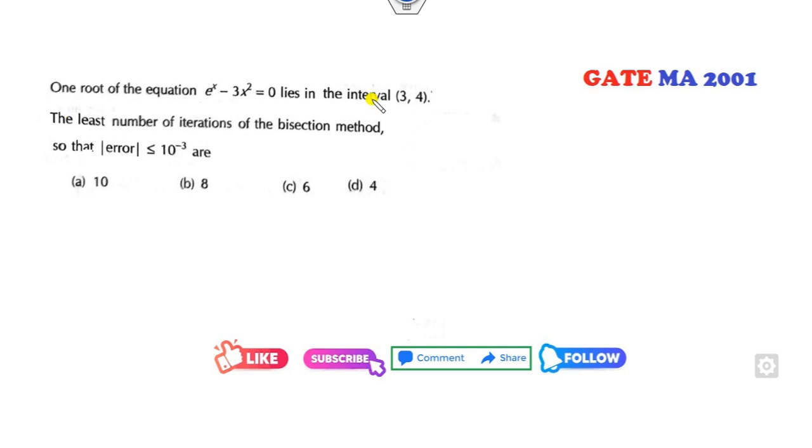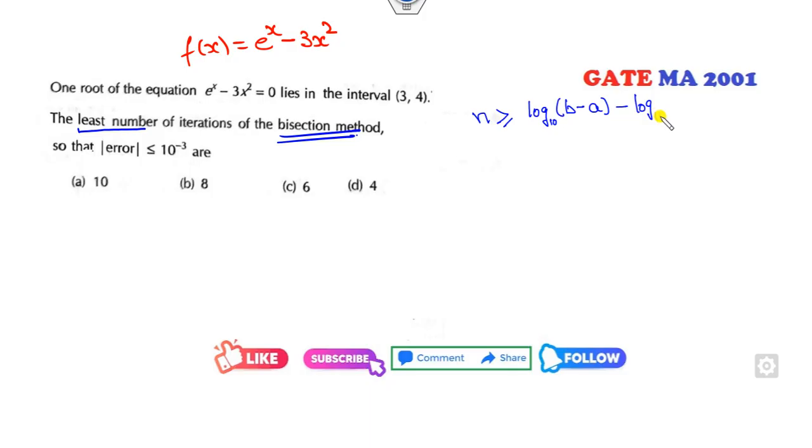Okay, look at this another one. One root of the function f of x equals e raised to power x minus 3x square lies in the interval given. They ask for the least number of iterations of the bisection method. Okay, they are talking about the bisection. You know the formula for the least number of iterations? Log to the base 10 of b minus a, minus log of the error, divided by log of 2. That's it.